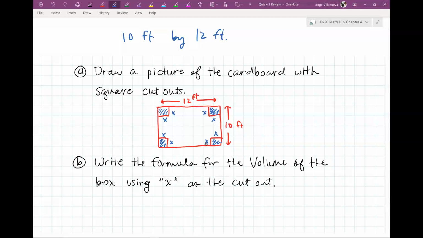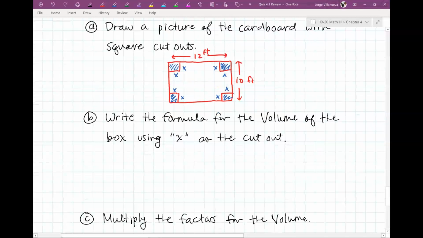Write a formula for the volume. Now, remember, when we wrote the formula for the volume, we started with x for the height. But now we've got to figure out the length and the width. Those normally end up being binomials. The length is supposed to be 12, but I take away these little boxes, and these boxes are in x terms. So I take away 2x's, so it's going to be 12 minus 2x.